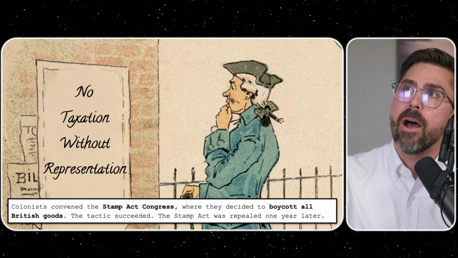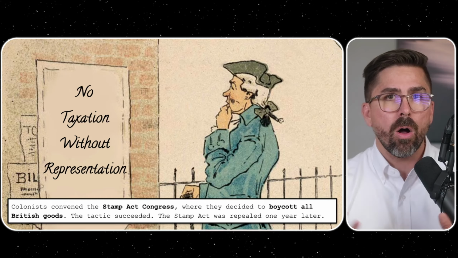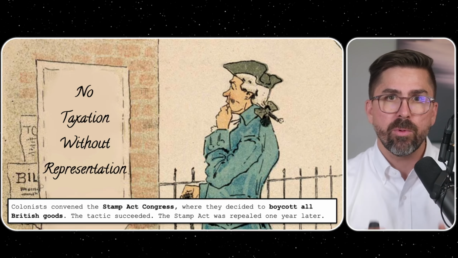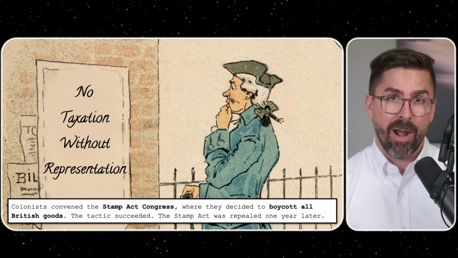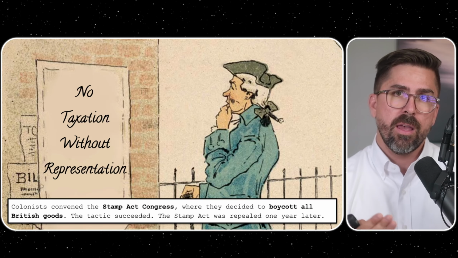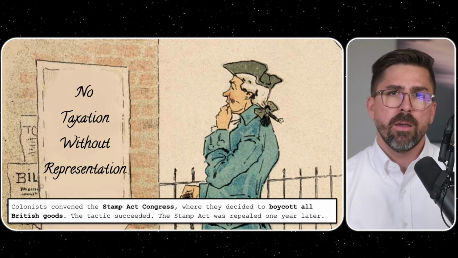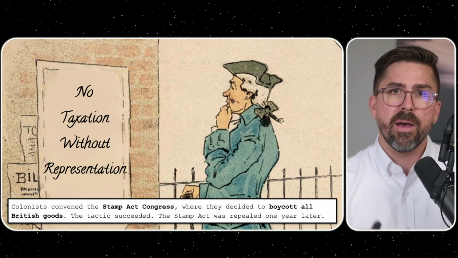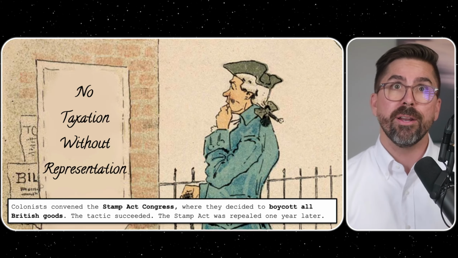The call goes out asking the various colonies to send representatives to all come together in one gathering place and have a discussion. How can we fight back against what we feel are unfair taxation practices? And when they come together at the Stamp Act Congress, they make a decision. We're going to first voice our concerns to the king. We're going to tell him why we object. But we're also, in the meantime, until these taxes are repealed, we're going to boycott all British goods.